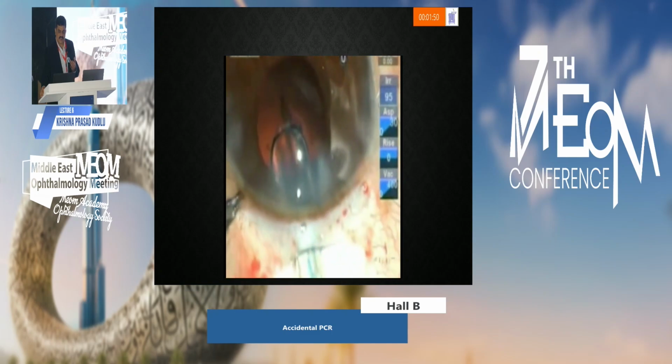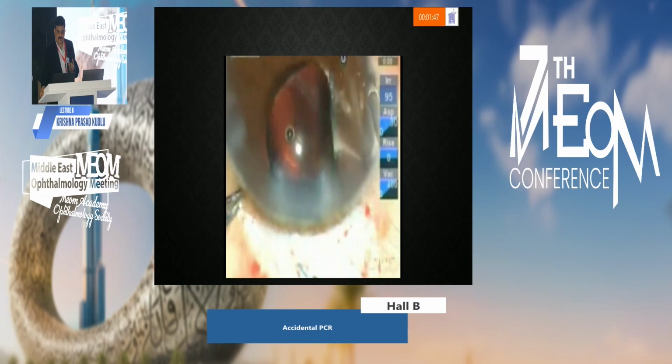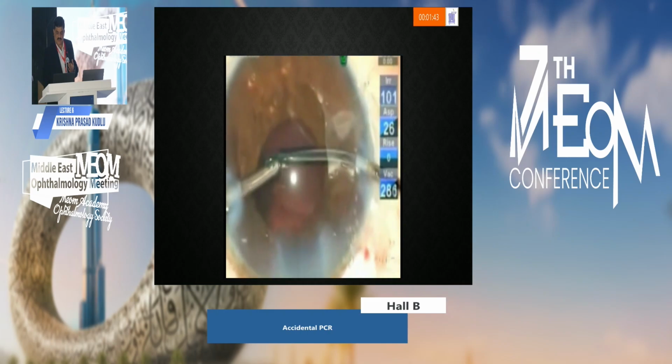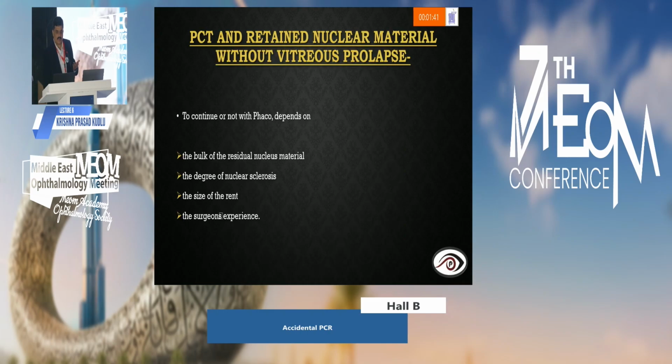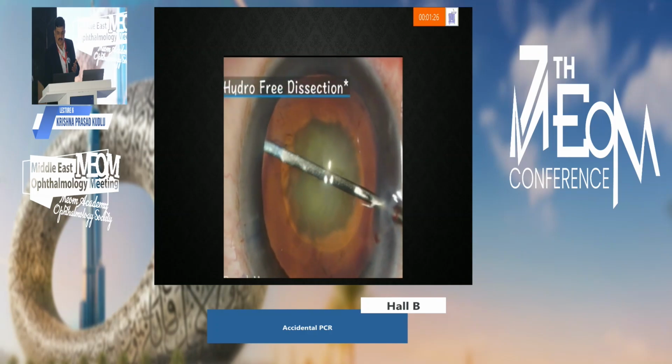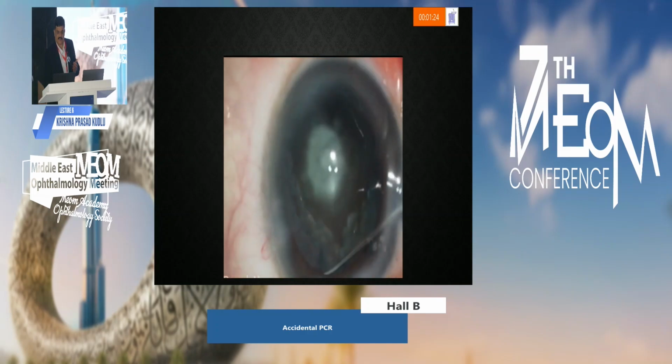The decision you take at each step is so important: a good vitrectomy, then putting the lens in the sulcus, is very, very important. Of course, how to continue depends upon the bulk of the nucleus and the degree of nuclear sclerosis. So I will not be talking about the technique, but normally whenever there is a rent, I always work with bimanual irrigation. This is important.